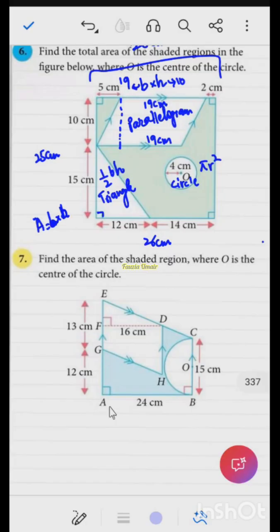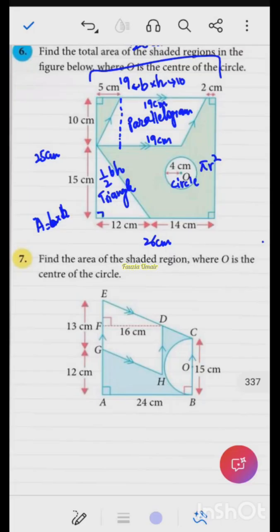A, B, C, E. What is this? What is the outer shape? Trapezium. It's a trapezium. Very good. So this outer shape is a trapezium.